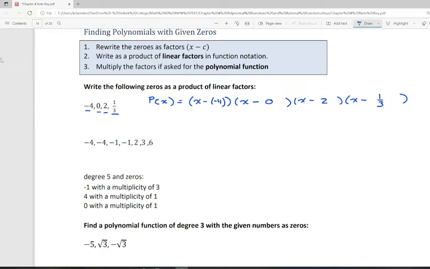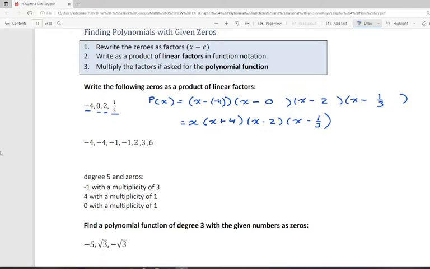Okay, that's theoretically done, but we're going to clean it up a bit. Two things we're going to clean up is that when you're taking away a negative, you're just going to write plus. And when you're taking away 0, you're not actually doing anything. So this is just going to be a factor of x. So we're going to put that out front. So this is going to be x times, now x plus 4, x minus 2, and x minus a third. And that is it for now. So this is expressing my zeros as a product of linear factors.